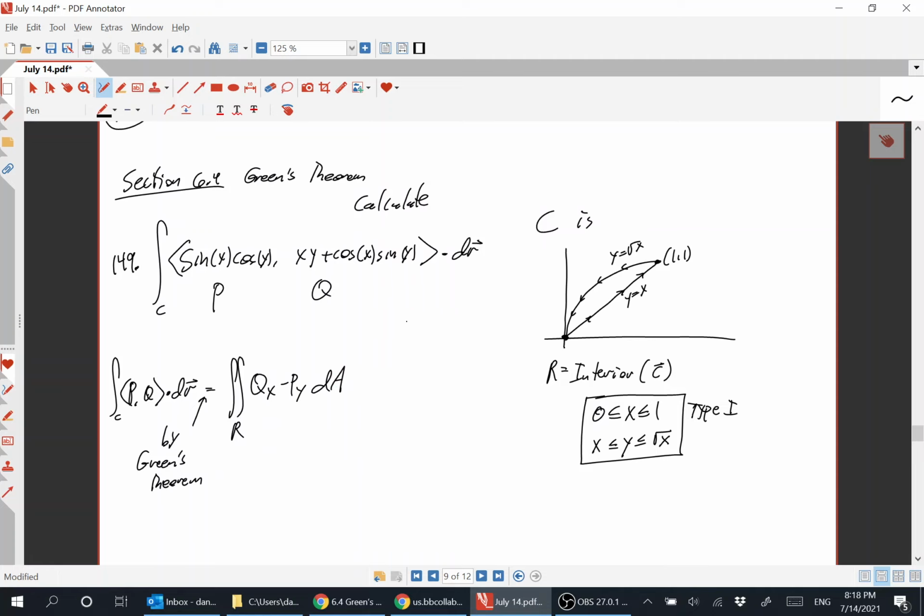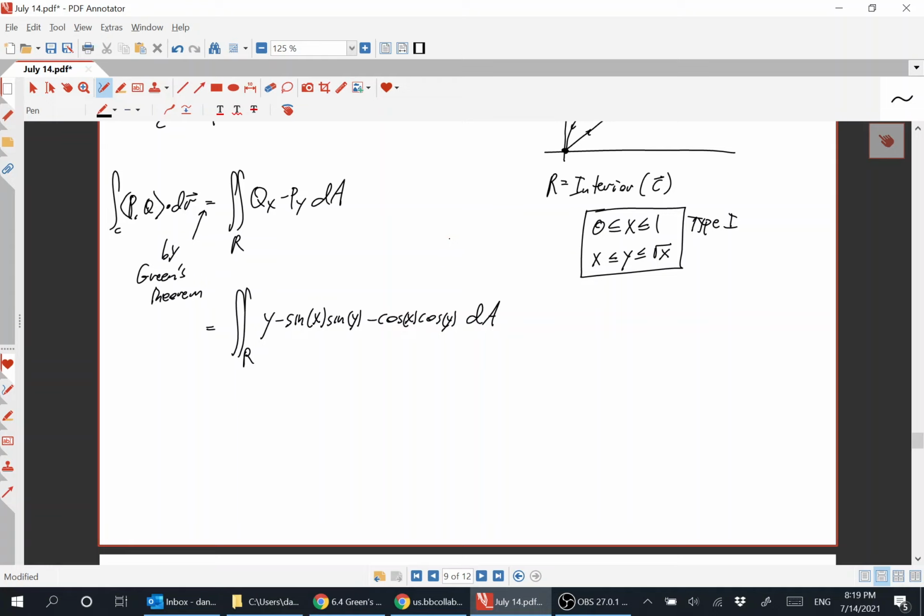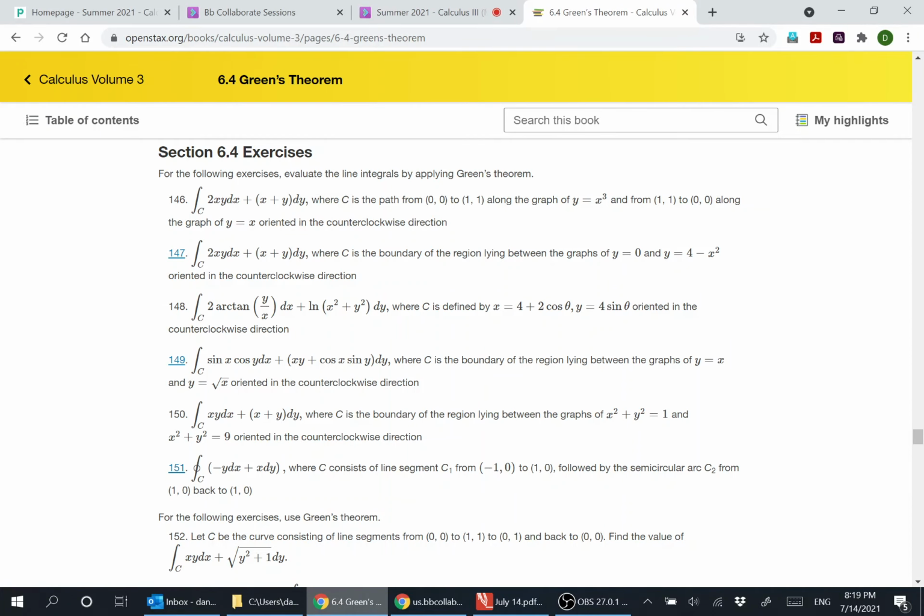So Qx is y minus sine x sine y. Minus Px, which is cosine x cosine y, dA. And isn't that sine of x plus y? Not that that matters really, but well, no, I guess it will. Let's look up that double angle formula or angle sum formula. I think it's that.